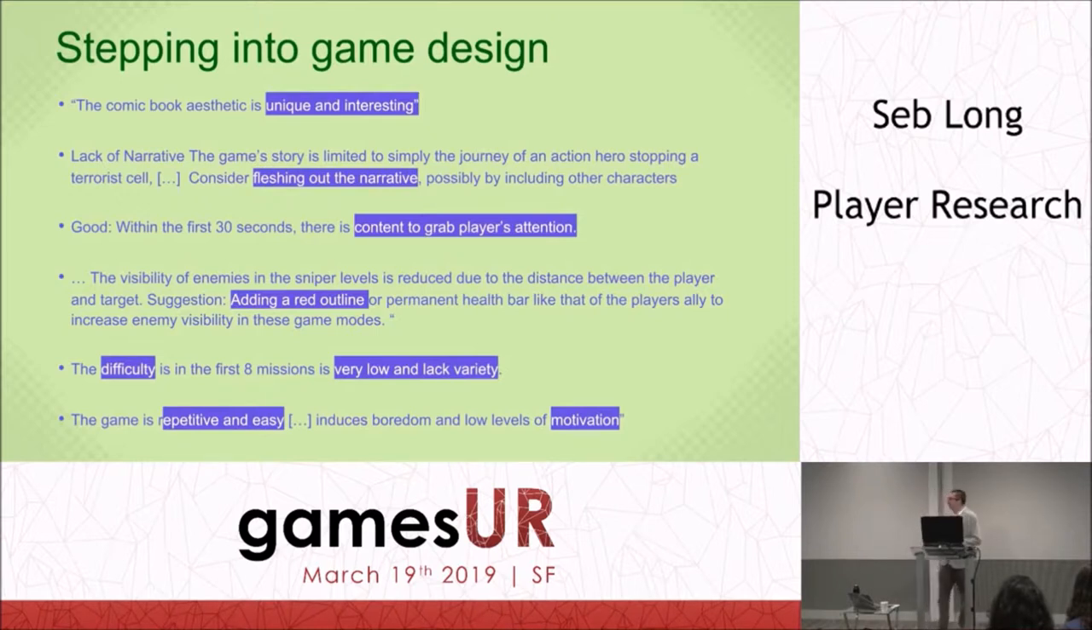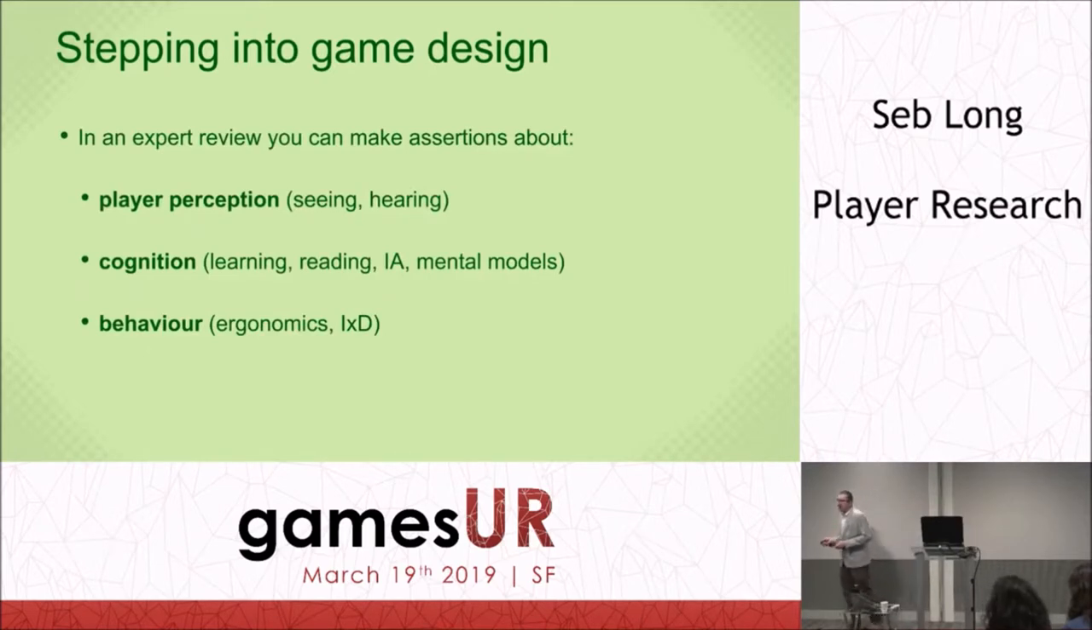In an expert review, then, you can make assertions about things like this, player perception, how players see and hear things, because you're expert in that. Cognition, how players learn, how they read, information architecture and the impact thereof, players' existing mental models or how they're constructed, because you're experts in that. And we can think about player behavior, how their hands work, how their eyes work, etc., and interaction design in general, because you're experts in that. This is the remit of an expert analysis.